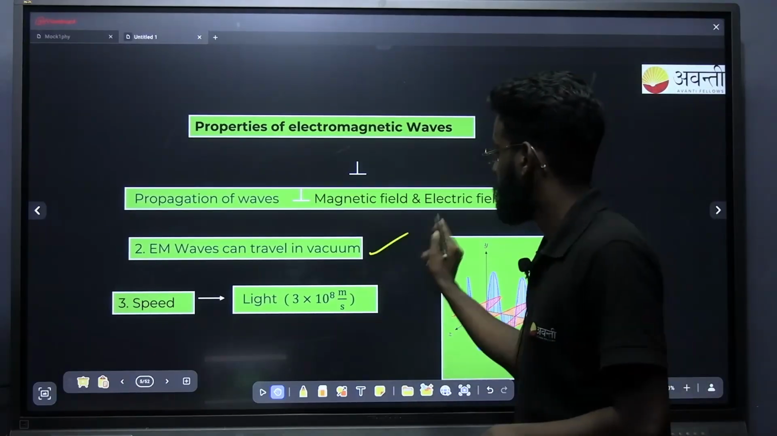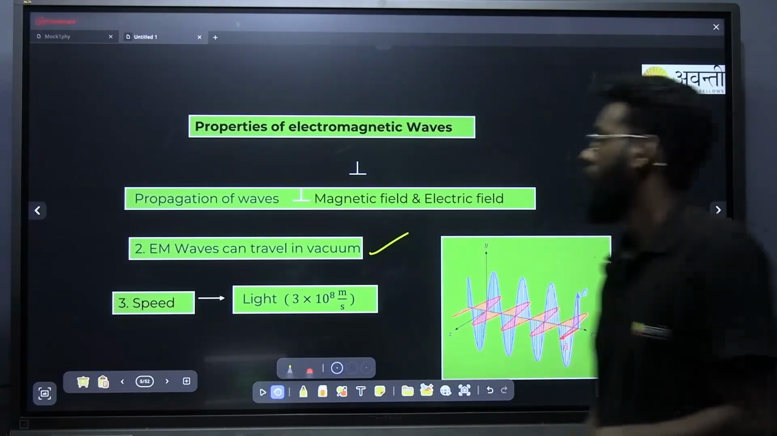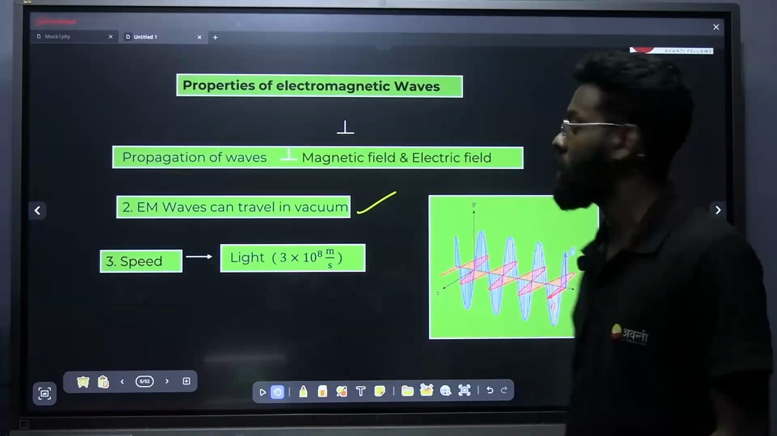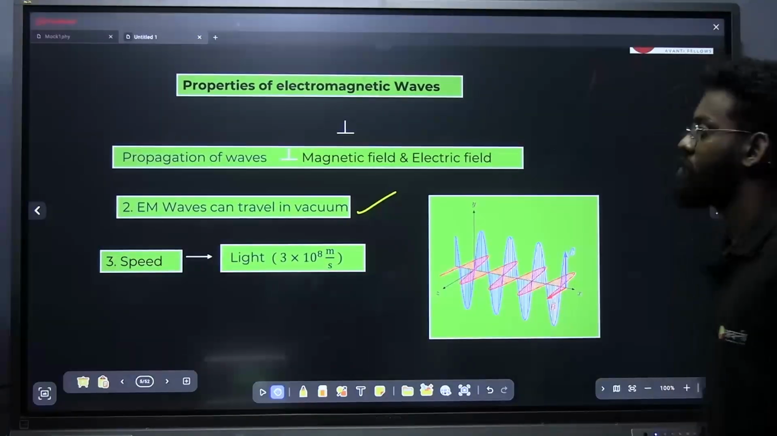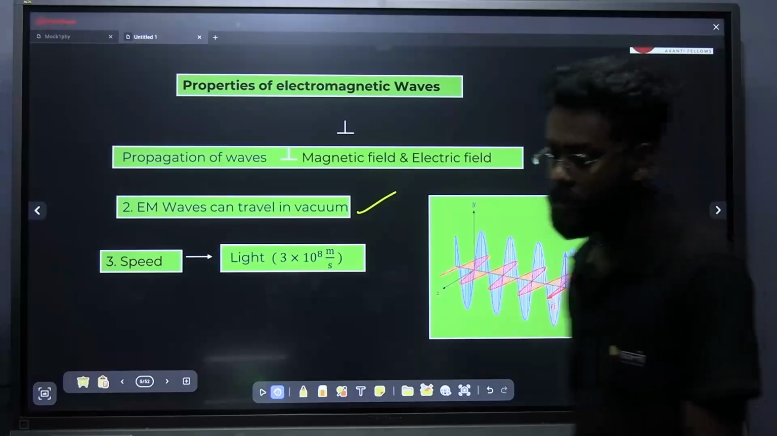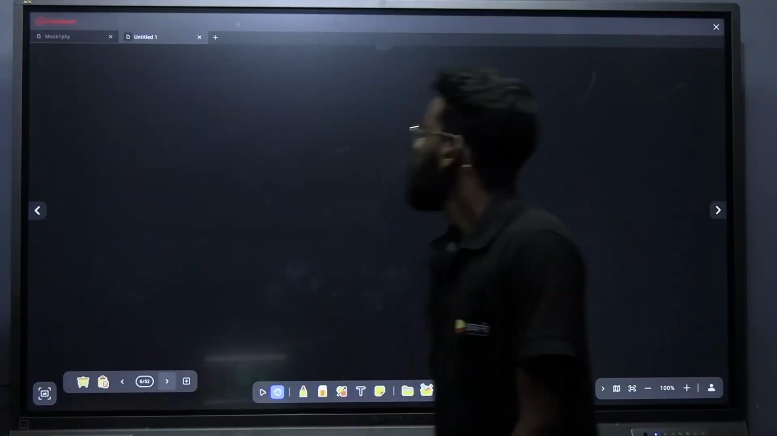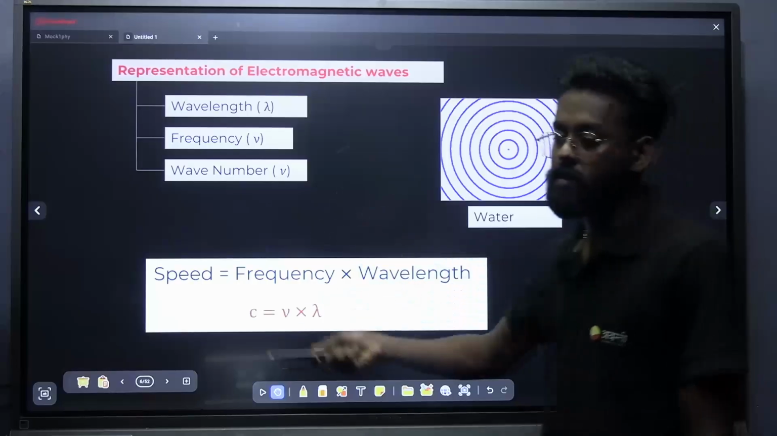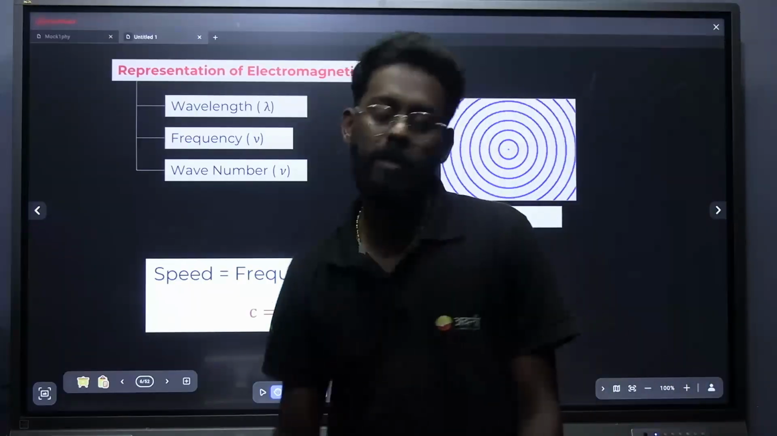And electromagnetic radiation can travel in vacuum, and the speed is 3 into 10 to the power 8 meter per second. That is one of the properties of electromagnetic radiation. Okay, now these are the parts that I want you to take a note of. What are the different ways in which you can represent electromagnetic radiation?